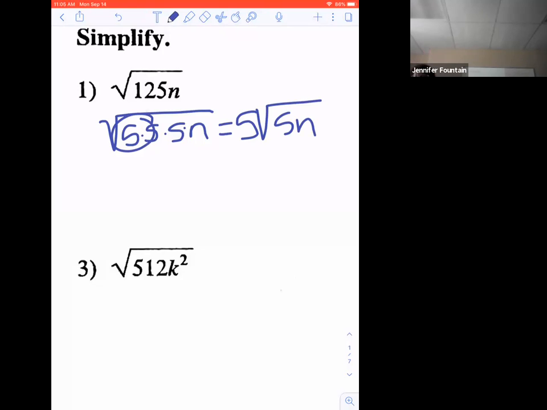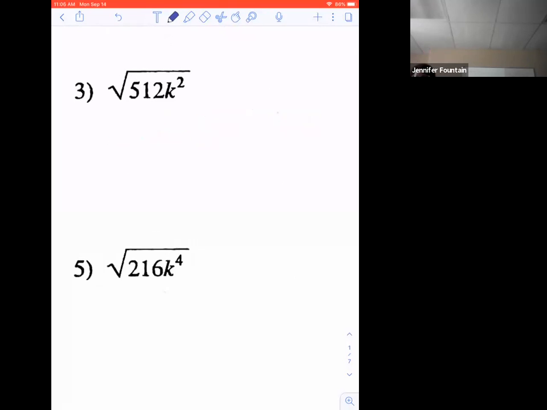All right, let's look at number 3. The square root of 512k squared. What's my smallest prime factor of 512? 2. We know that because it's even. What is 512 divided by 2? 256. What is my smallest prime factor? 2. How many times will 2 go into 256?